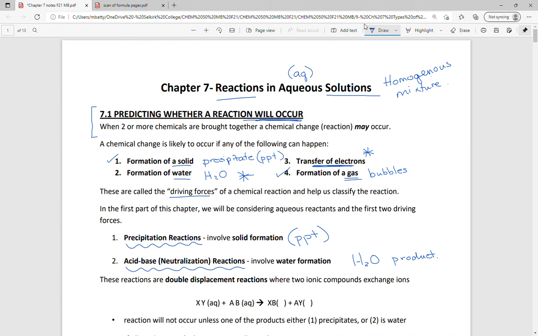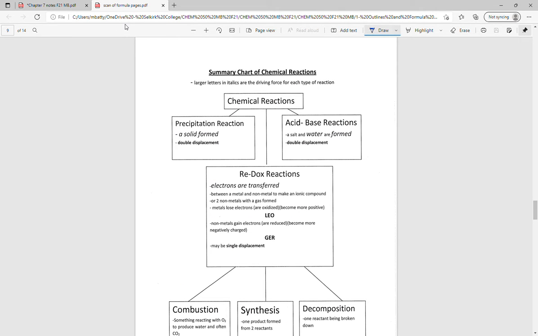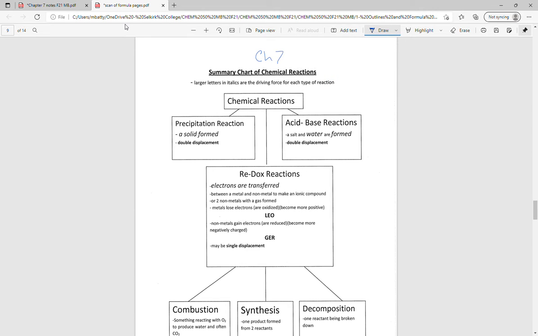There's something worthwhile taking a look at. So in your formula pages, I have a summary. So chemical reactions is at the top of it. And this is a resource that you have access to that summarizes everything that we're talking about in all of chapter 7. So we're going to start off with precipitation reactions, so PPTs. And the driver here is a solid being formed, and acid-base reactions or neutralization reactions. And again, the driver here is that water is something that is formed.